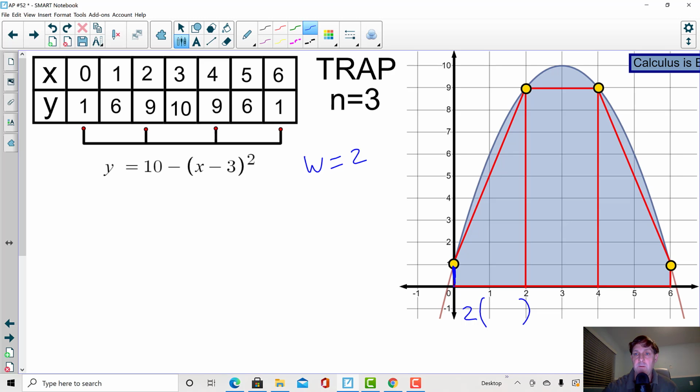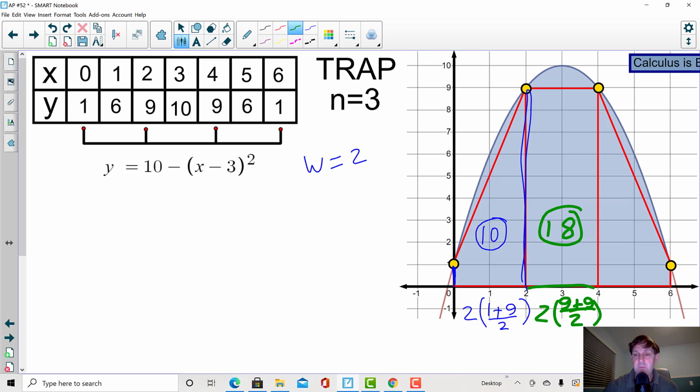So let's look at the average height. This height was 1. This height is 9. So I'm going to do 1 plus 9 and then divide by 2. So that's going to be 2 times 5, and so that's going to be 10. The area of the second one is going to be the width, which is 2 again, times the average height. So that'd be 9 plus 9 over 2, and that's going to give us 18 for our answer.